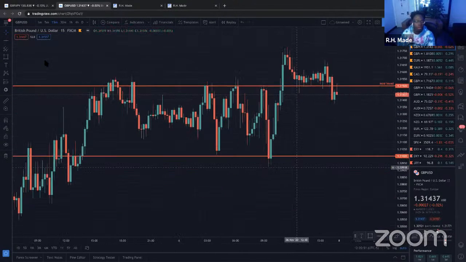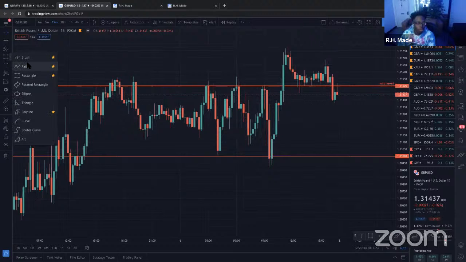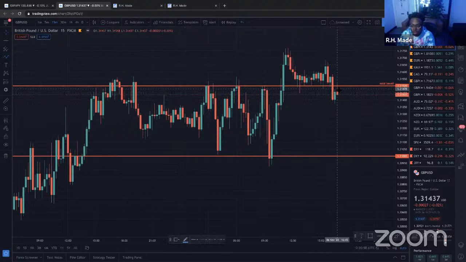So what I'm waiting for now on this pair is a rally down, because I know it tapped off the mid level. I want it to hit this major level again. So as it comes all the way down, now I'm just waiting, because I'm a bull. I always want to buy.